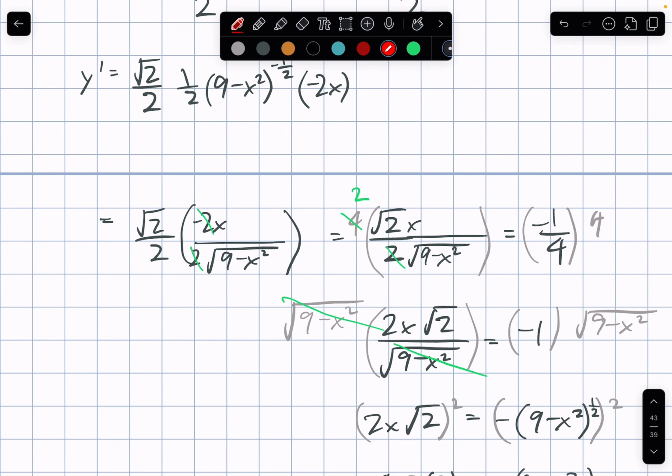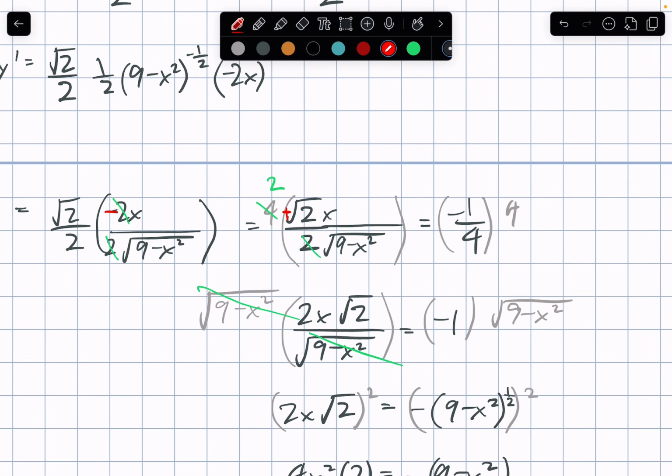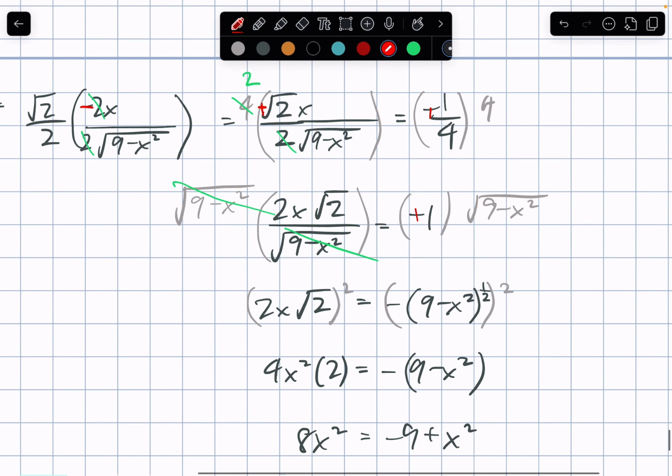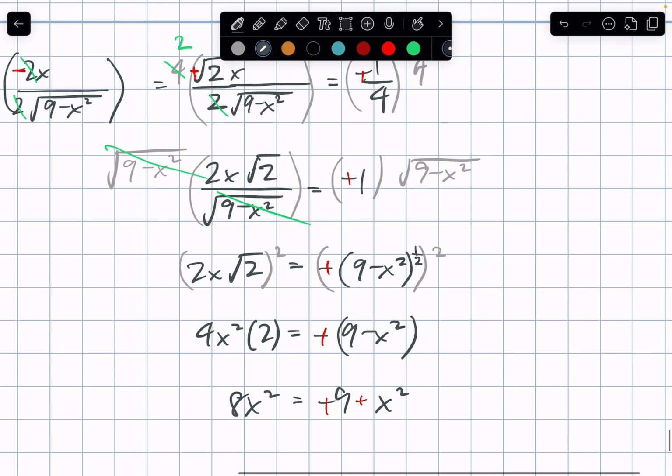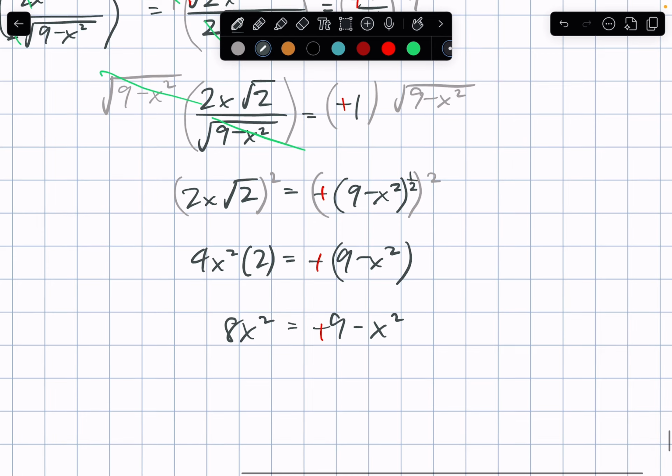I almost forgot the negative sign, right? So this has to be negative. Therefore, both of these will be positive. Okay, so far so good. Wait a minute. So this is still going to be a minus.